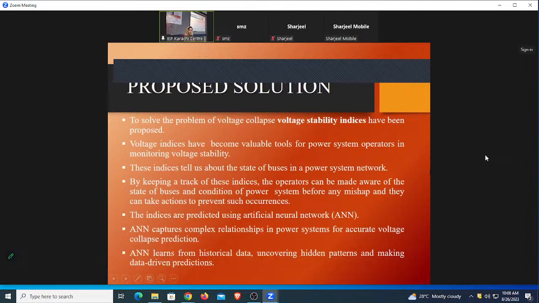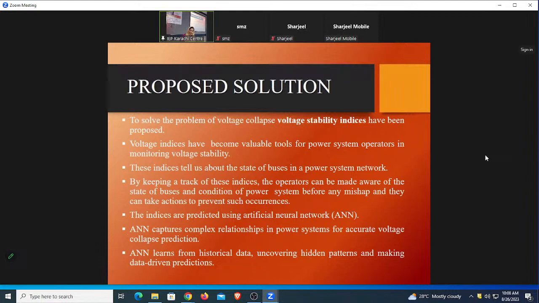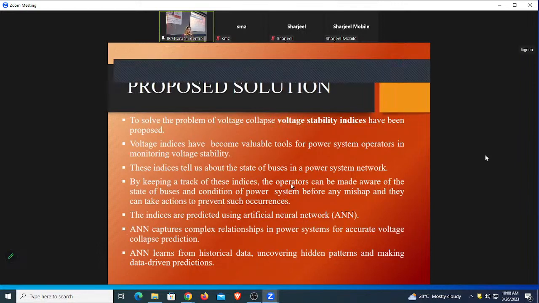So, in order to predict the state of the buses, we have proposed voltage stability indices. Voltage stability indices have become valuable tools for power system operators in monitoring voltage stability. These indices tell us about the state of buses in a power system network. By keeping track of these indices, the operators can be made aware of the state of buses and the condition of the power system before any mishap, and they can take actions to prevent such occurrences. So these indices are predicted using the artificial neural network. An artificial neural network is an excellent approach to predict and solve various complex problems.